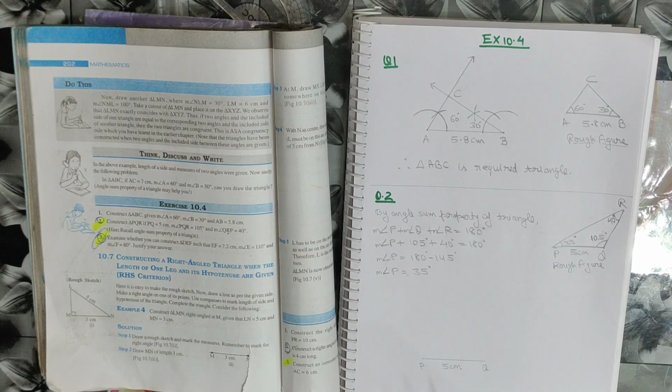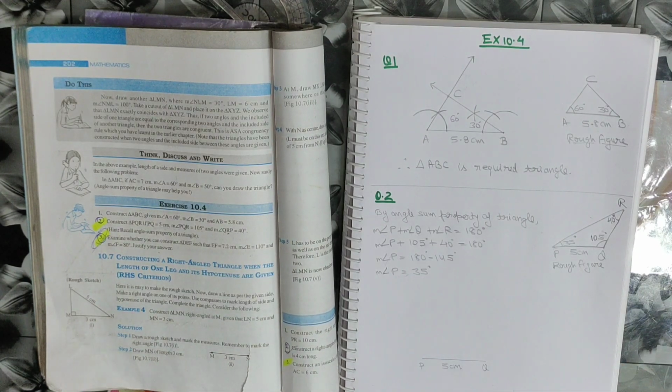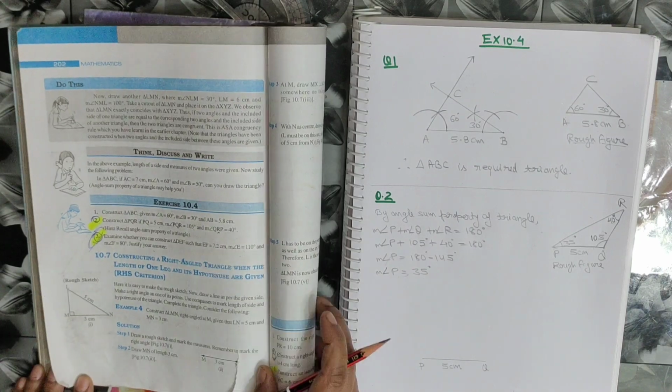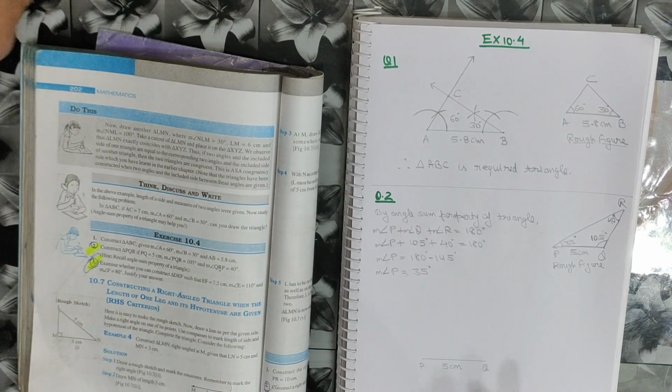Now, we are doing the construction of this triangle. First of all, we will draw PQ of measurement 5 centimeter. Now, at P, we have to draw an angle of 35 degree. And 35 degree, you know, is not a multiple of 15.